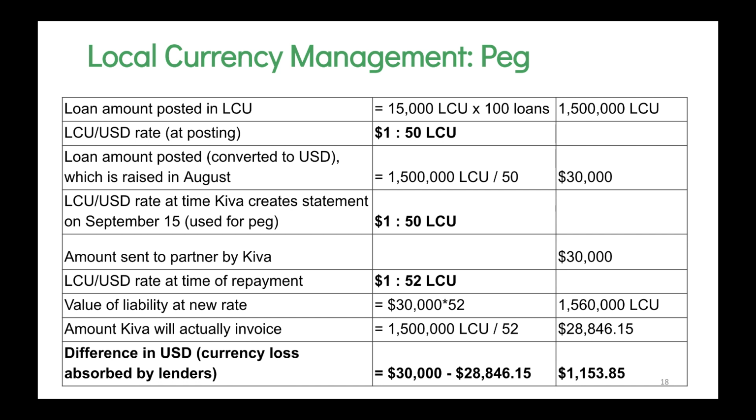However, since the partner's liability is calculated at the fixed rate of $1 to 50 local currency units, Kiva adjusts the US dollar amount in the invoice to reflect only the USD equivalent of 1.5 million local currency units owed to Kiva, and invoices that partner for $28,846.15. The difference of $1,153.85 is a currency loss, and the full amount of this is absorbed by Kiva's lenders.